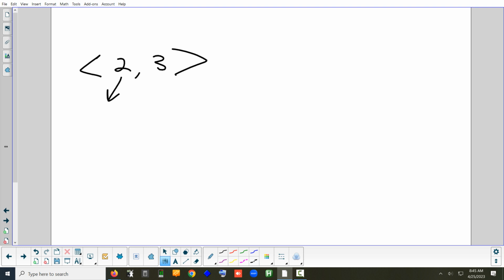Does anyone remember from yesterday, what is the 2? These are both components, but one of them is the something component, and the other one is the other component. Yep. 2 is the horizontal. This is the horizontal. And the 3? Yep. That's your vertical.